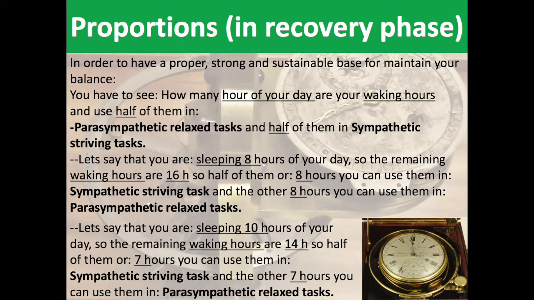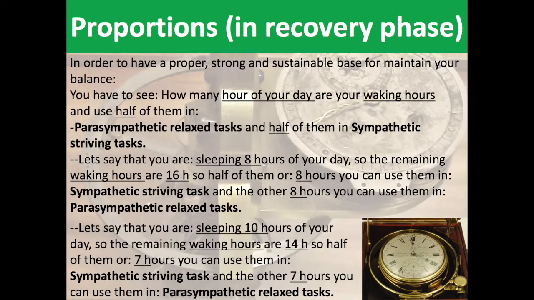Proportions. In recovery phase, in order to have a proper, strong, and sustainable base to maintain your balance, you have to see how many hours of your day are your waking hours, and use half of them in parasympathetic relaxed tasks and half of them in sympathetic striving tasks. Let's say that you are sleeping 8 hours of your day, so the remaining waking hours are 16 hours, so half of them, or 8 hours, you can use in sympathetic striving tasks, and the other 8 hours, you can use in parasympathetic relaxed tasks.